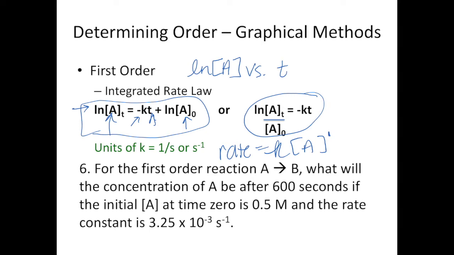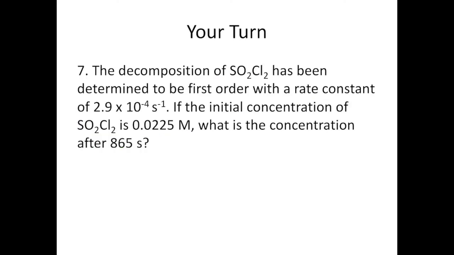All right, so number 6. For a first order reaction, A goes to B, what will the concentration of A be after 600 seconds if the initial concentration of A at time 0 is 0.5 molar and your rate constant is 3.25 times 10 to the minus 3? Okay, so here we have K. We have A naught, right? Concentration at time 0. We have a time, 600 seconds, and we don't know what my final concentration is. So we have all the stuff that we need.